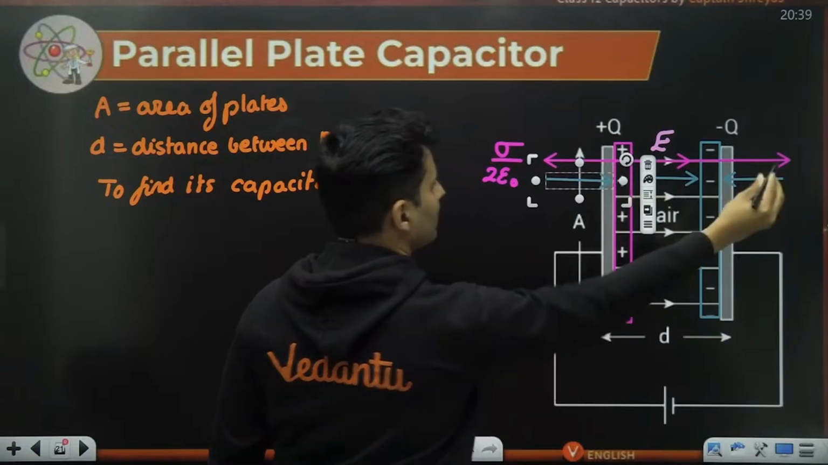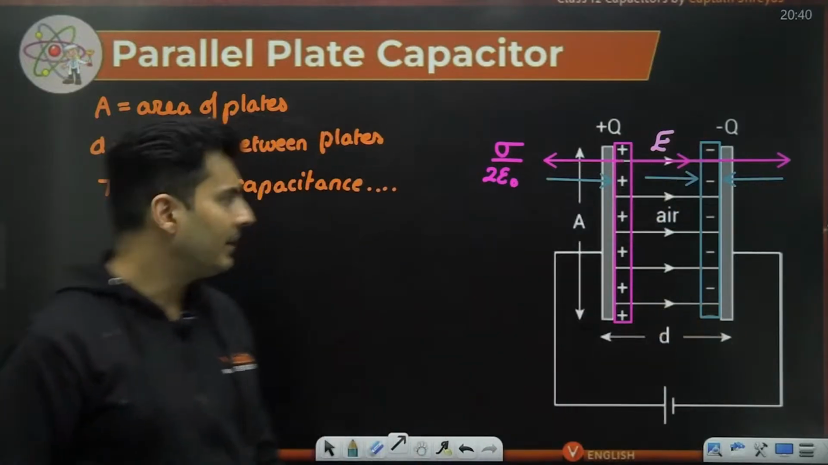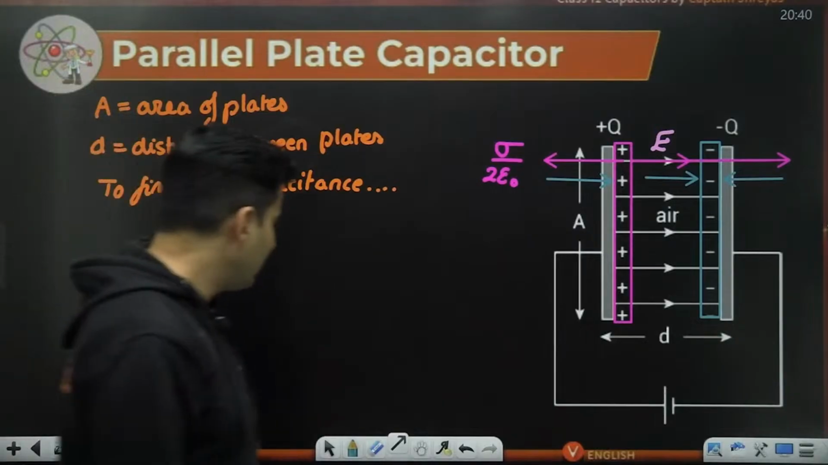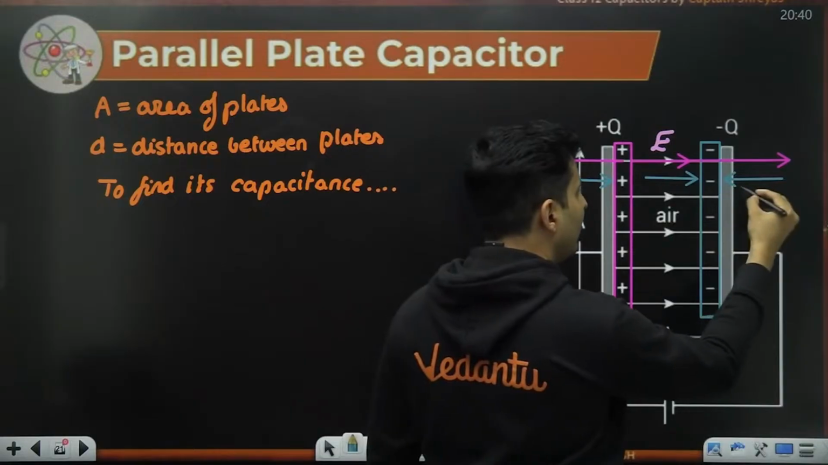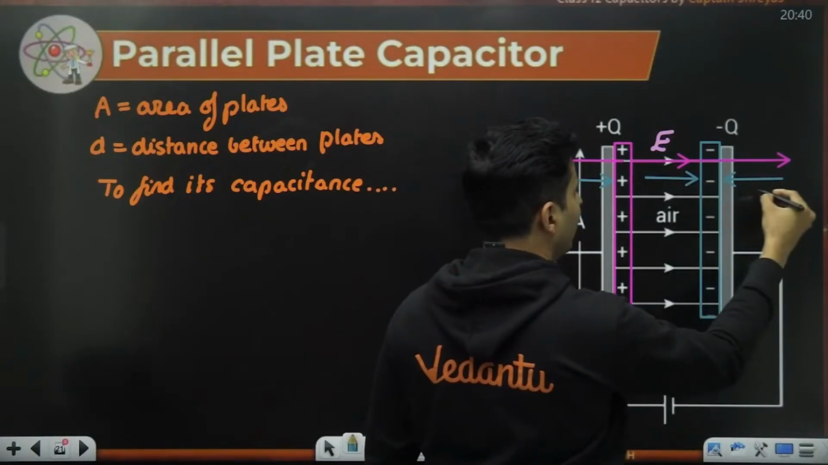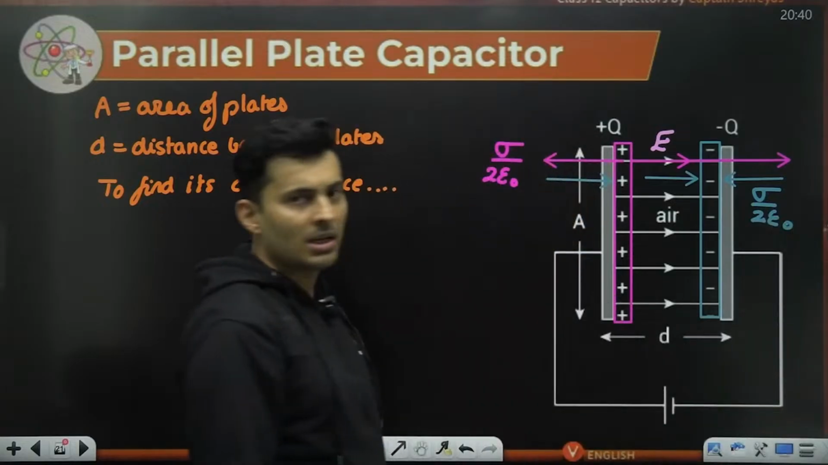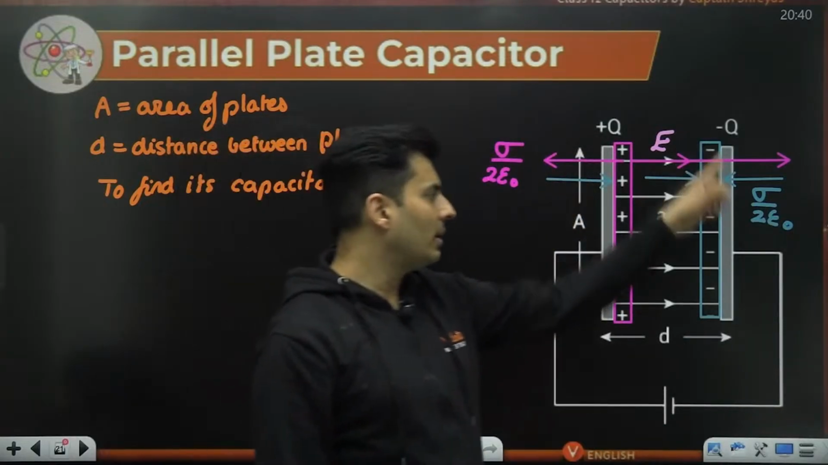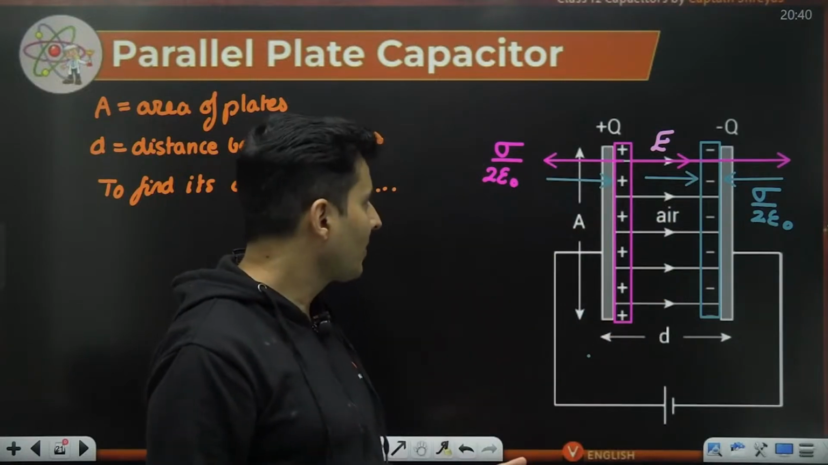It will go like this onto the negative plate of that other side. Interesting thing to note is that even this magnitude of the electric field will be sigma by 2 epsilon naught, sigma being the charge density. Charge density is the same magnitude wise.